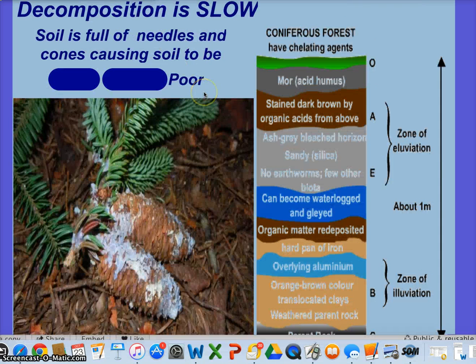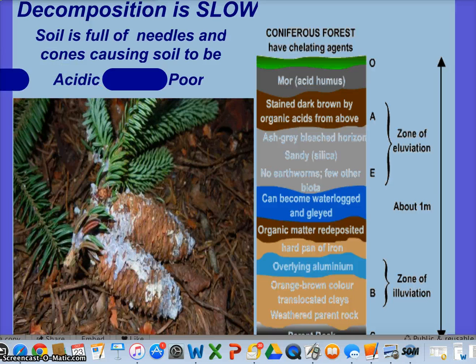Decomposition is slow. Why? It's cold. And besides the slow decomposition, when it does happen, because the waxy coating on the leaves is full of an acidic substance, the soil is actually known as being extremely acidic and obviously, in that case, nutrient poor.